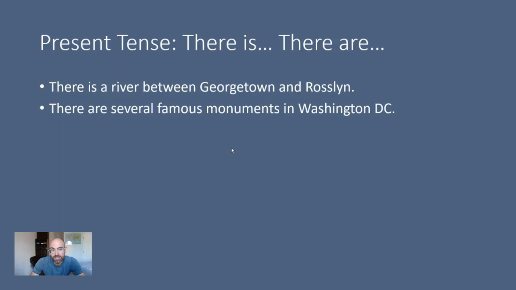So we can look at this in the present tense. Obviously, in the present tense, there is or there are. A few examples here. There is a river between Georgetown and Roslyn. So these are some Washington D.C. examples. And for the plural, we can say there are several famous monuments in Washington, D.C. So that's the present tense.